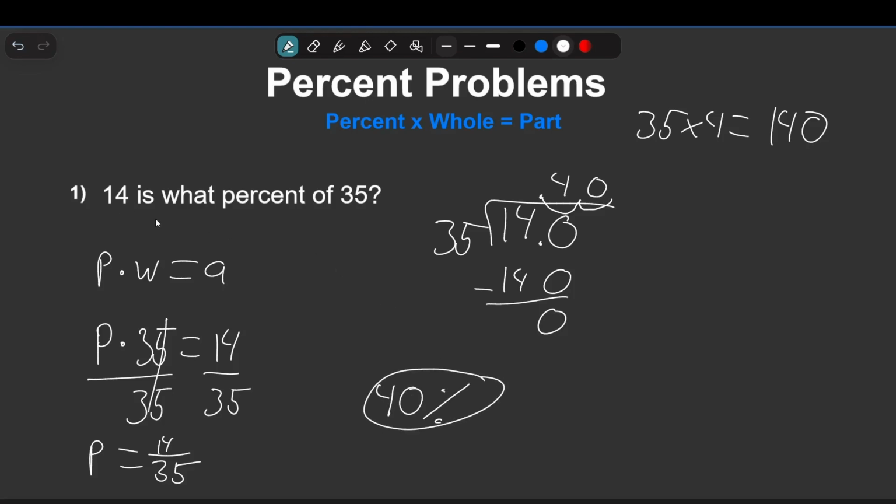So 14 is 40% of 35. This will be our final answer. So our percent will be 40%. And this will get us to our final answer. So this was basically the video, guys. I hope you understand how to find the percent in percent problems using the percent equation now.